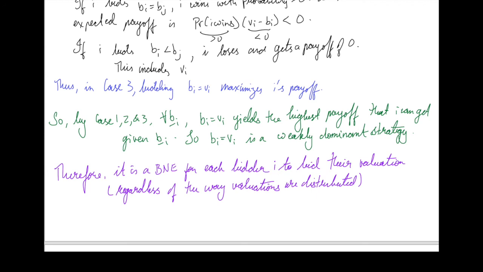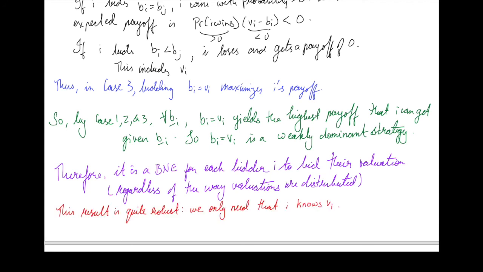An important point to note here is that all that we needed to show this is that player i knows what the item is worth to them. We could have had correlations, we could have very complicated ways in which these valuations are distributed, and it wouldn't matter. So this result is very, very robust.